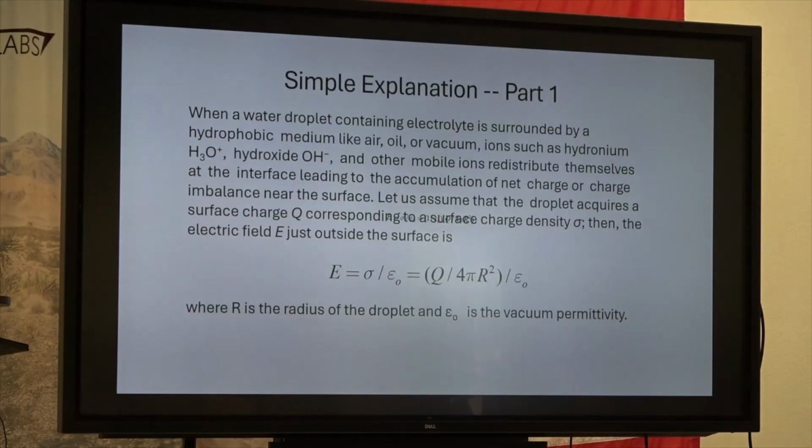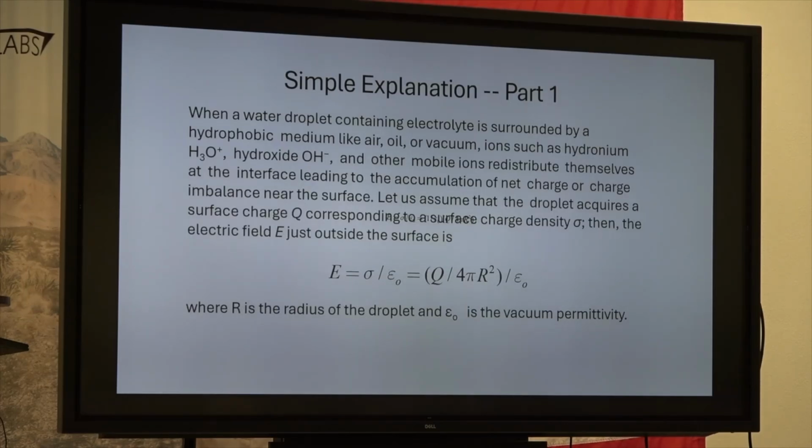So I want to now give you a simple explanation for this. And I'm sorry, this talk's going to bounce back and forth, as I told you, between physics and chemistry. There's only one science. Okay. When a water droplet containing electrolyte is surrounded by a hydrophobic medium like air, oil, or vacuum, ions such as hydronium, hydroxide, and other mobile ions redistribute themselves at the interface, leading to the accumulation of net charge or charge imbalance near the surface. So let's assume that the droplet acquires a surface charge, let's call it Q, corresponding to a surface charge density of sigma. That's going to be the charge density, right?